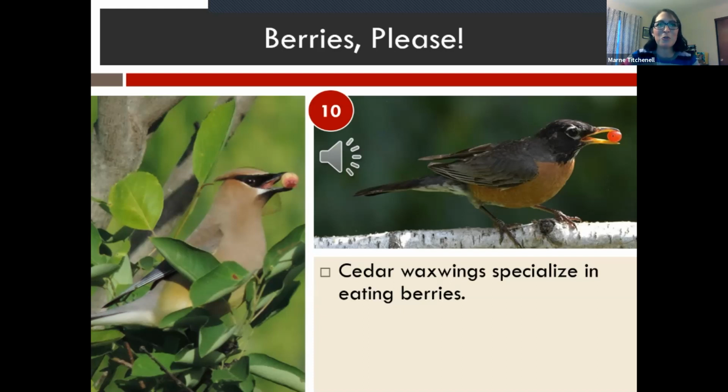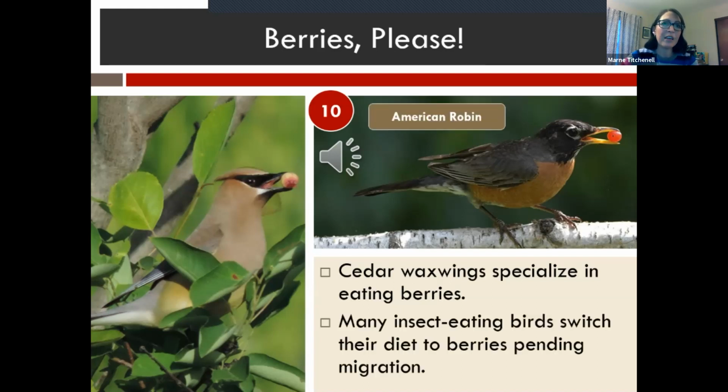But robins are also another species that do eat a fair share of berries as well as insects. And so many of our insect eating birds do switch their diets to berries, especially right before migration, because those berries have a good amount of sugar and energy to really help them on their journeys southward.